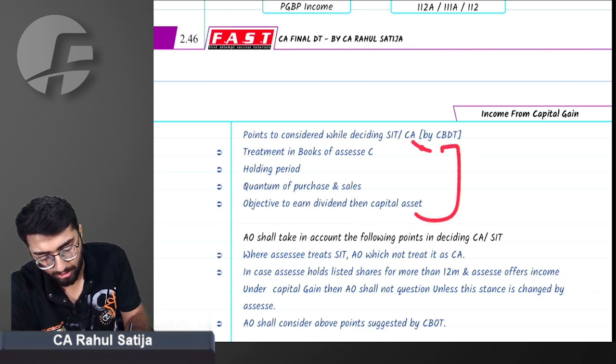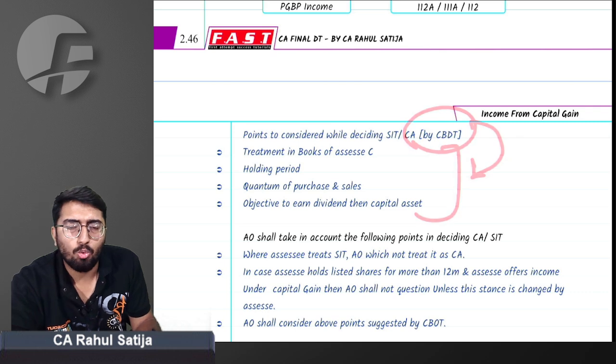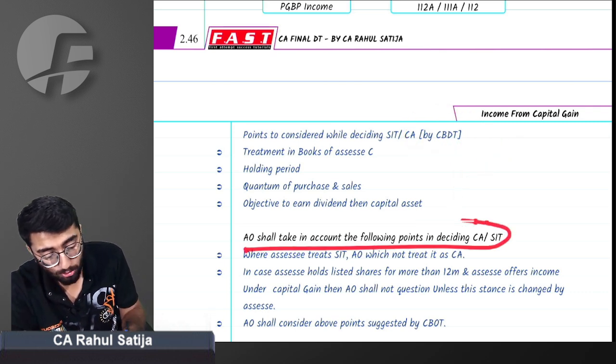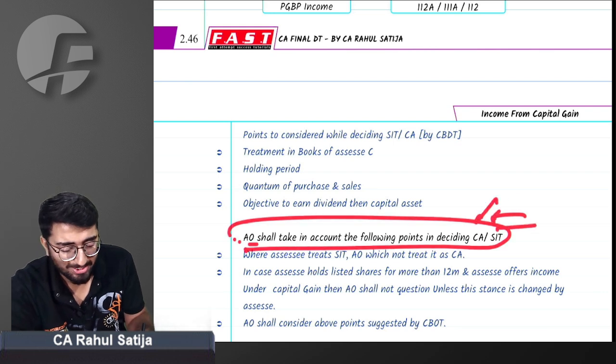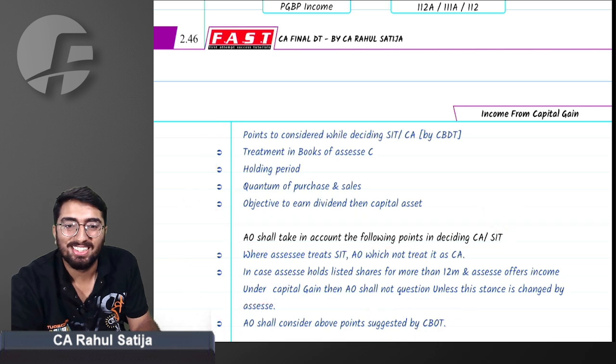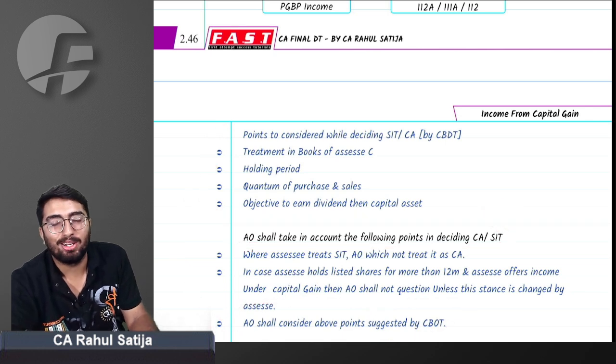These are 4 things that according to CBDT will help in deciding whether it is capital asset or stock in trade. AO shall take into account the following points while deciding whether it is capital asset or stock in trade. AO shall consider first of all these 4 points. AO shall consider all these 4 points.